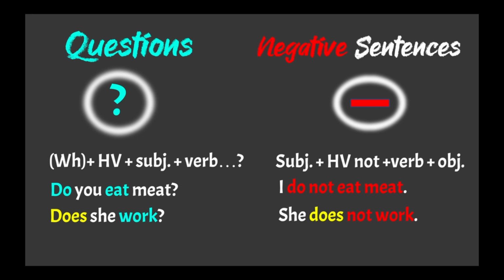What about a negative sentence? Well, for negative sentences, we need the subject, plus the helping verb or auxiliary verb plus not, because it's negative, plus the base of the verb, plus the object if you have an object. For example, I do not eat meat. I don't, or I do not, eat meat.